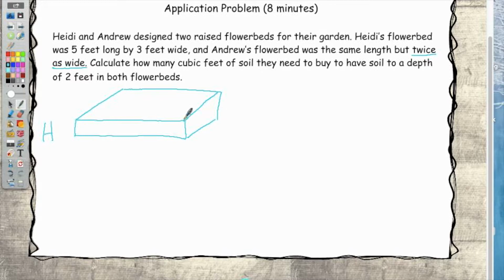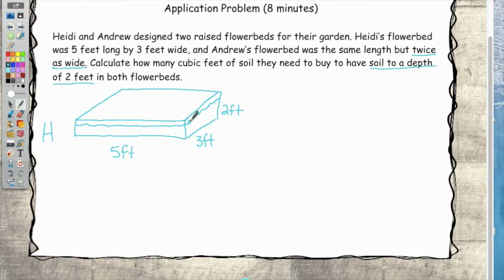This is Heidi's, and it's 5 feet by 3 feet wide. And then how tall is it? It never tells us. It says there's going to be soil to a depth of 2 feet. Then it's 2 feet. And we're going to have soil here, right? And it'll be 2 feet high. You could color in your soil brown or whatever if you wanted, but we're not going to.